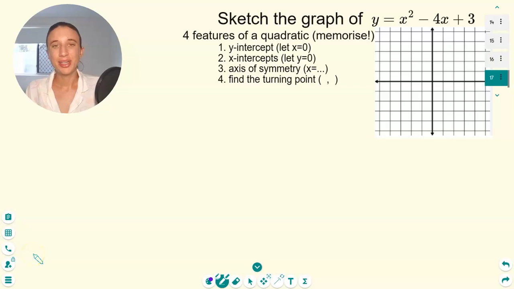Hello, in this video we're going to look at sketching the graph of this equation. As you can see, it's a quadratic, so we're going to end up with a parabola, which is just the smiley face or sad face graphs.